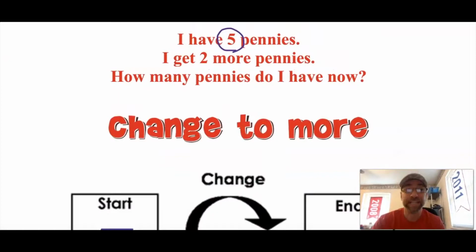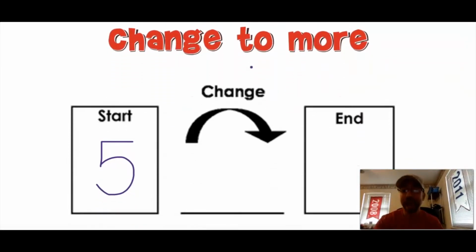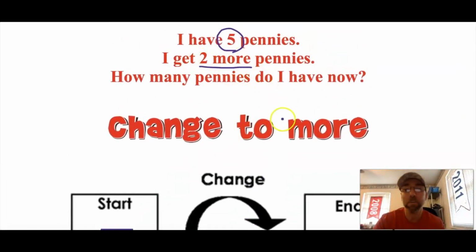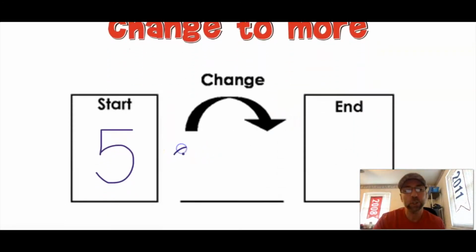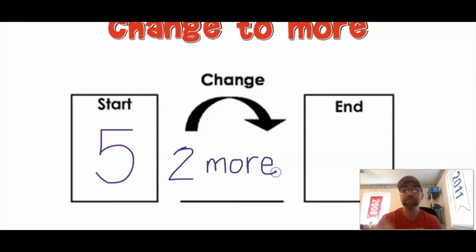Now, my story continues. I get 2 more pennies. Well, this is the change in my story. It's what's going to happen that's going to change how much I started with. So for my change, I am getting 2 more. That's my change. I started with 5, and then I got 2 more.